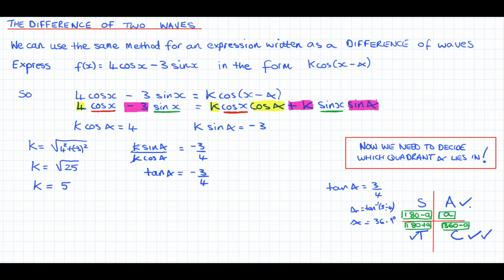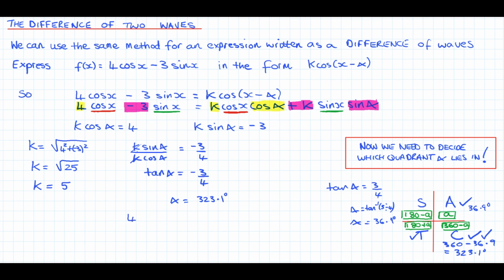Now that's not our answer, that's the answer in this quadrant, 36.9, and we know we want it in here, so it would be 360 minus 36.9. So that would give us 323.1. 323.1. So that is our answer there in the 4th quadrant. So alpha is equal to 323.1 degrees. So we're going to go back and finish off.